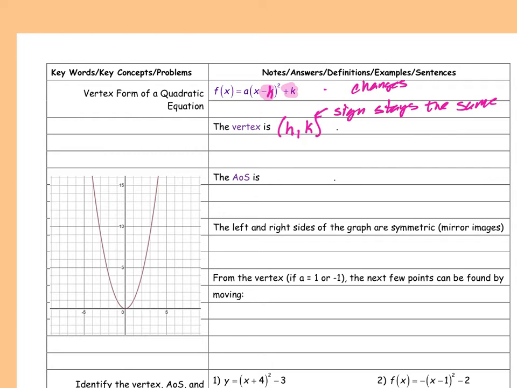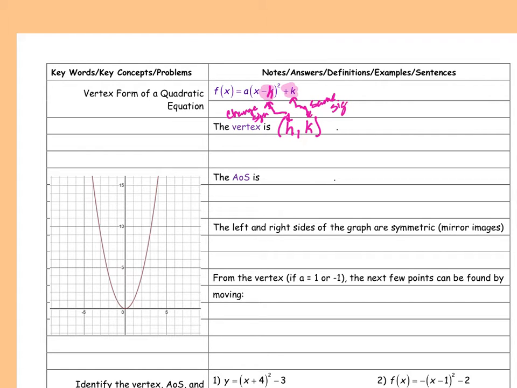Sorry, I need to restate this last statement. They do change and stay the same, but it depends on where I'm pulling them from. So if I'm going from the equation to the vertex, the h changes sign, and the k stays the same. The k always stays the same. And if I'm going from the vertex to the equation, then the h changes, and the k stays the same. So the h always changes signs, and the k always stays the same. It's always the same sign.